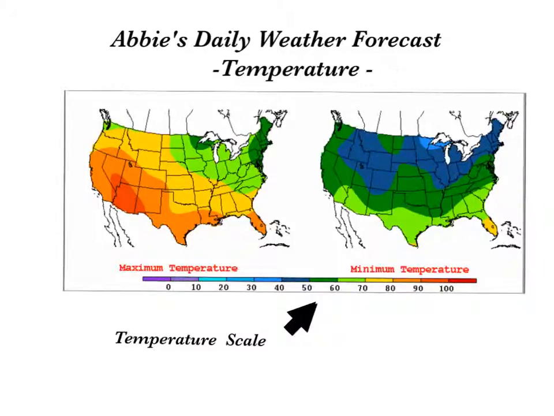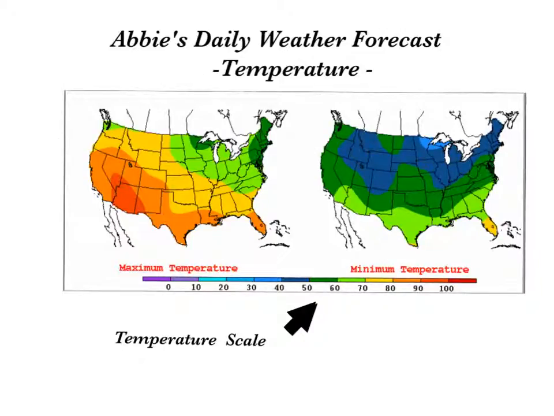Abbie's daily weather forecast brings the highs and lows of Wisconsin for May 23, 2003. This is the temperature scale. The dark red is the hottest color on the scale, and the dark purple is the coldest color on the scale. This is the minimum temperature map, and this is the maximum temperature map.